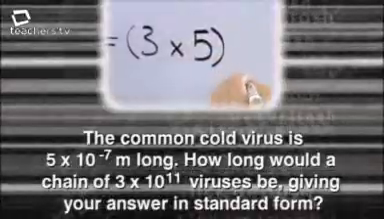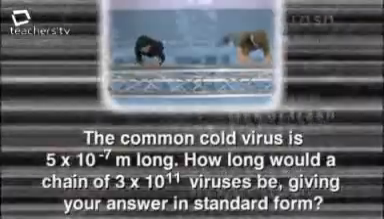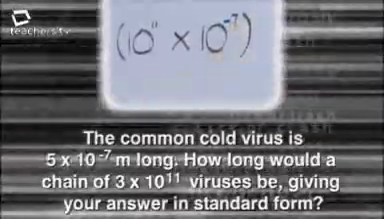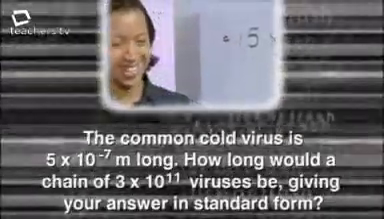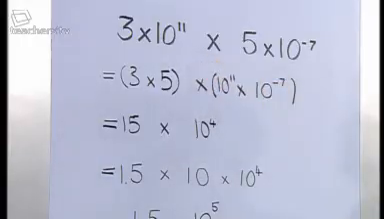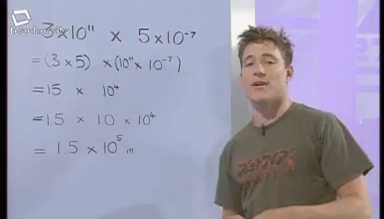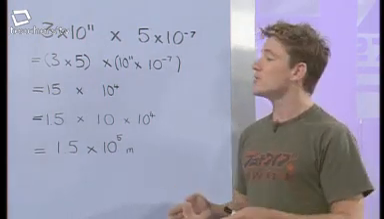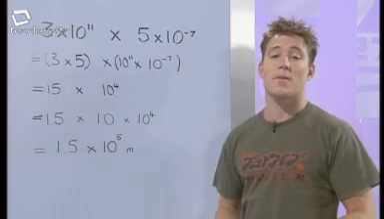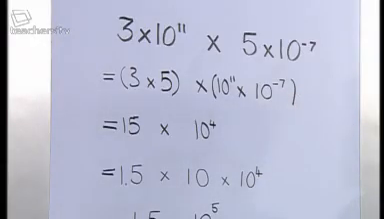Here's the question again. If the common cold virus is 5 × 10⁻⁷ metres long, placed end to end, how long would a chain of 3 × 10¹¹ viruses be in standard form? The calculation involves multiplying two numbers in standard form. 3 × 10¹¹ multiplied by 5 × 10⁻⁷. First of all, I need to rearrange the sum, putting the number parts together and the powers of 10 together. Next, I multiply the 3 and the 5 to get 15, and then I multiply the powers of 10. To do that, I added the power numbers, that's 11, plus −7, which is 4.